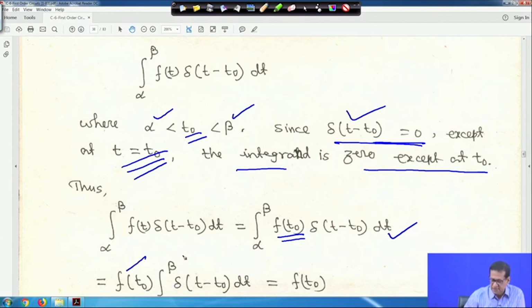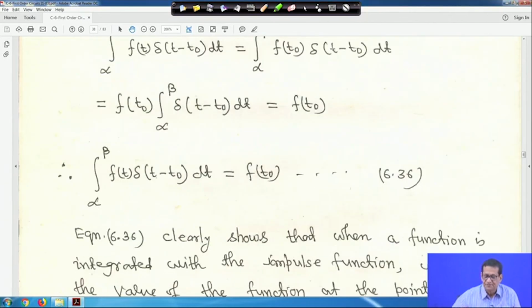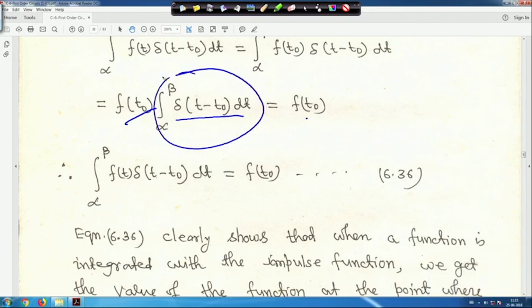Then the integral from alpha to beta of delta(t minus t0) dt is equal to 1, because that is the area, which is unity. So that is equal to f(t0). Therefore, the integral from alpha to beta of f(t) delta(t minus t0) dt is equal to f(t0). So this is equation 36.